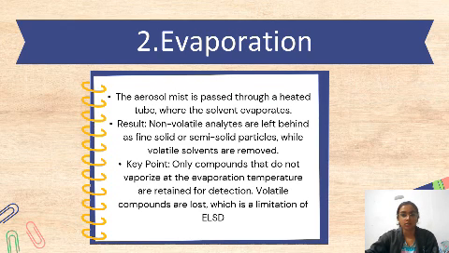The second part is evaporation. The aerosol mist is passed through a heated tube where the solvent evaporates. It results in non-volatile analytes being left behind as fine solid or semi-solid particles, while volatile solvents are removed. The important point is that only compounds that do not vaporize at the evaporation temperature are retained for detection. Volatile compounds are lost, which is a limitation of ELSD.